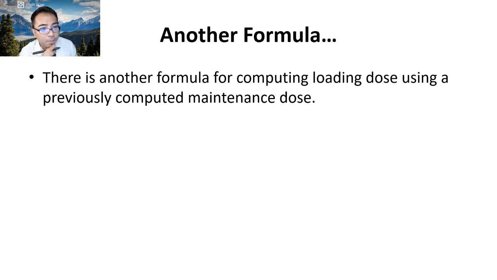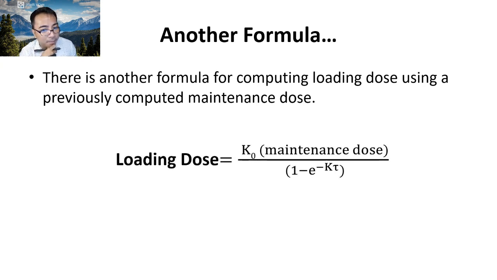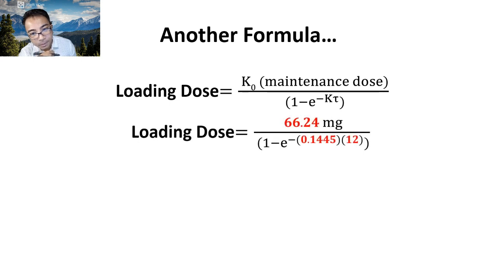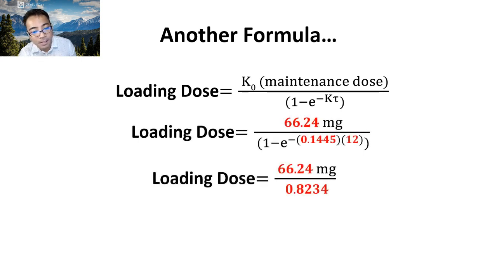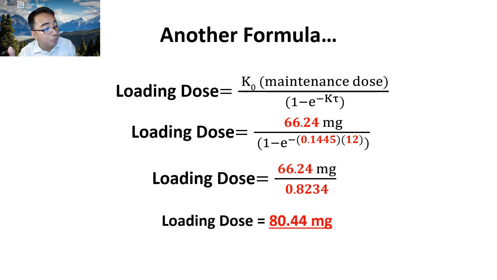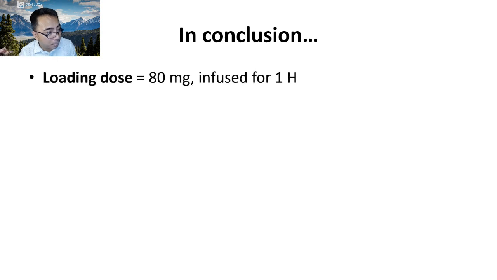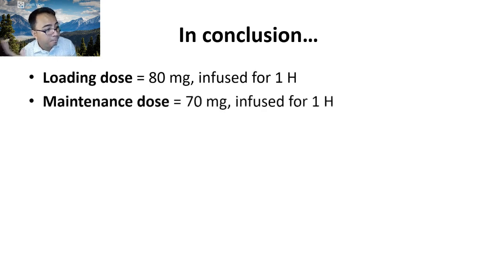Okay, so another formula that we can use would be maintenance dose divided by 1 minus e negative K tau. Pwede rin yun. Kaya nga pinakompute muna natin yung maintenance bago tayo nag-loading dose. So kung 66.24 ang maintenance dose, lalabas dyan na loading dose would be 80.44 pa rin. So in conclusion, okay, loading dose should be 80 milligrams infused for 1 hour. Maintenance dose would be 70 milligrams infused for 1 hour.